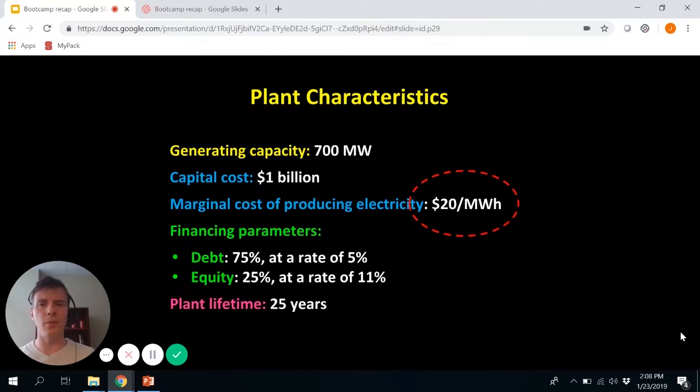So we do have some information to fill in here. At the very beginning of this exercise, I gave you what the marginal cost of electricity production would be for this power plant.